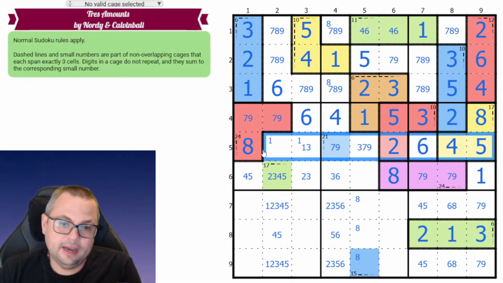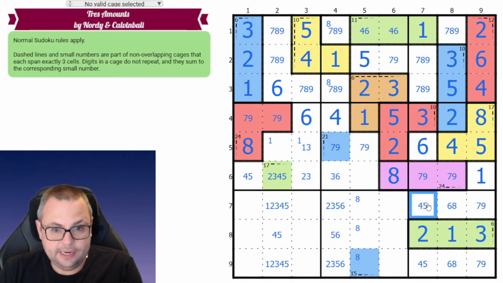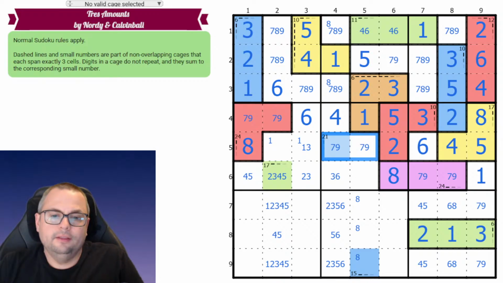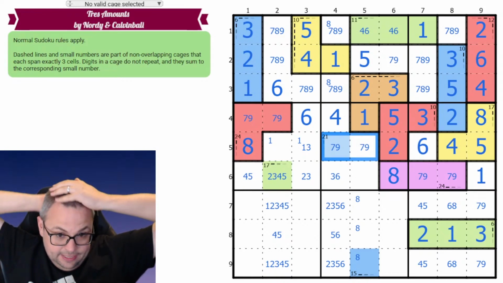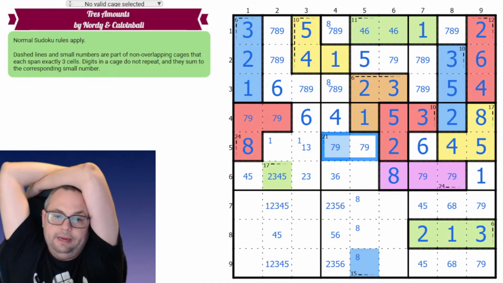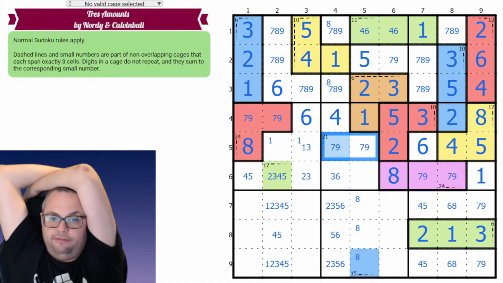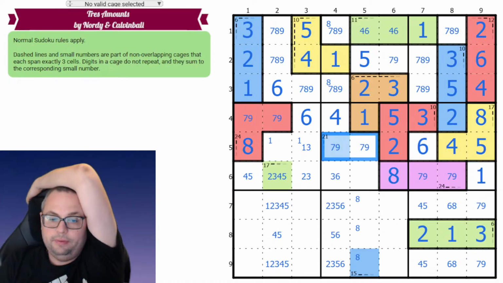Okay, so now the 7, 9 in this row is forced to be here. 7 plus 9 is 16. So this can't be blue because there's nowhere that this cell could get a 5, which is what it would need. So this cell is not blue, in fact.